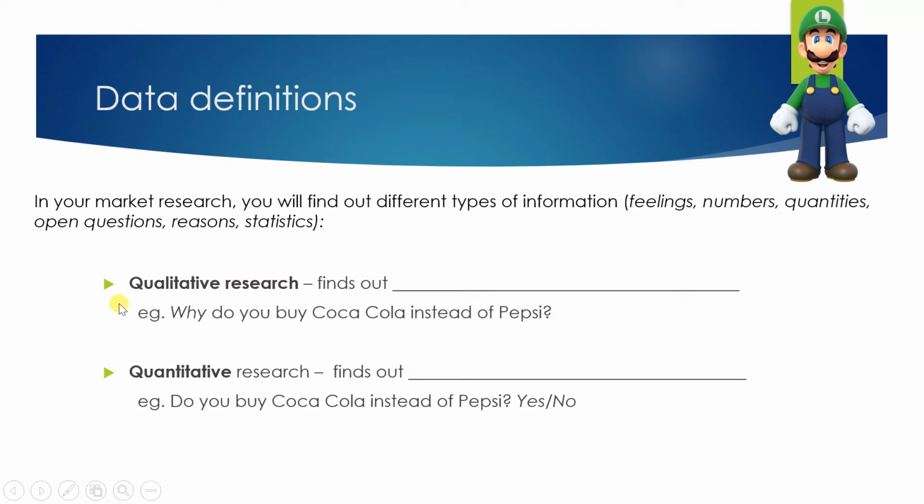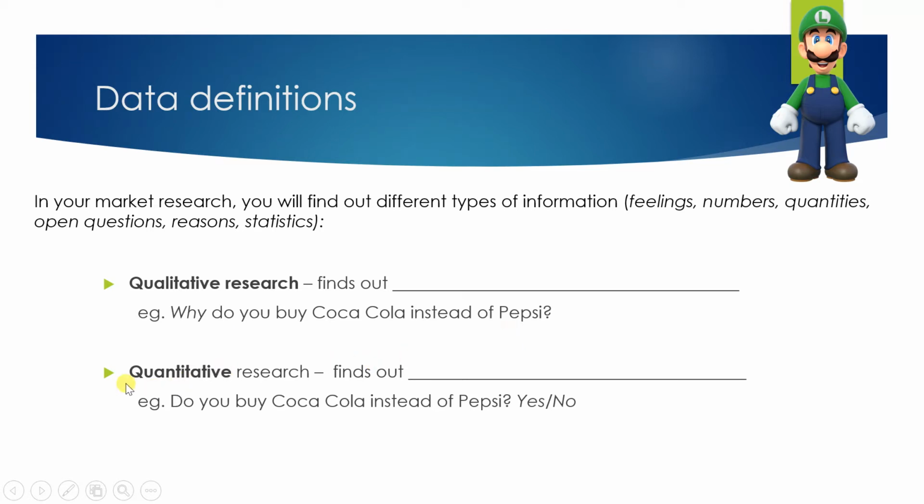So what your job is to finish the sentences below. Qualitative research finds out ... you fill that in, and there's an example of a question. Why do you buy Coca-Cola instead of Pepsi? That's a type of question that would give you a qualitative answer. So you just still write down what the qualitative means.